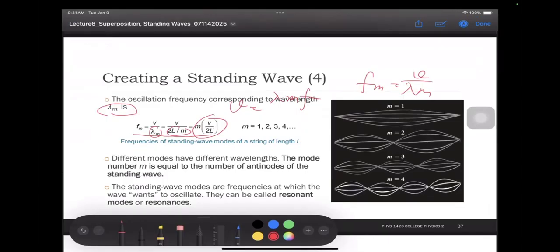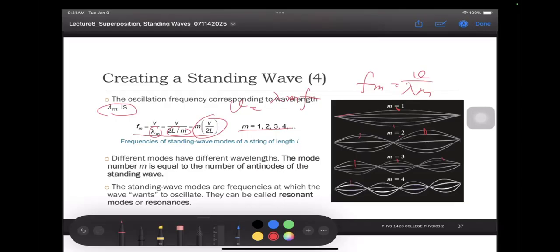Multiples of v divided by 2L, with m equal to 1, 2, 3, 4. Different modes have different wavelengths. The mode number m is equal to the number of antinodes of the standing wave. Here there is one antinode; when m equals 2, there are 2 antinodes; then 3 antinodes. Does it make sense to you?